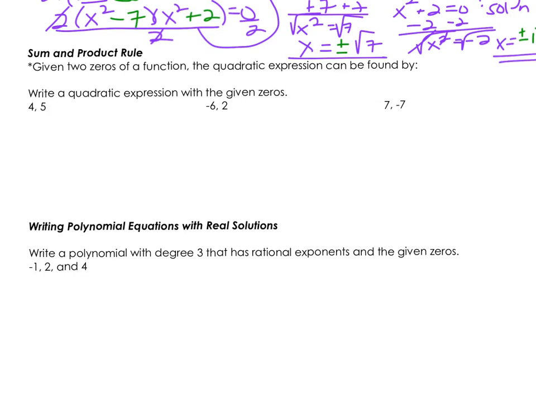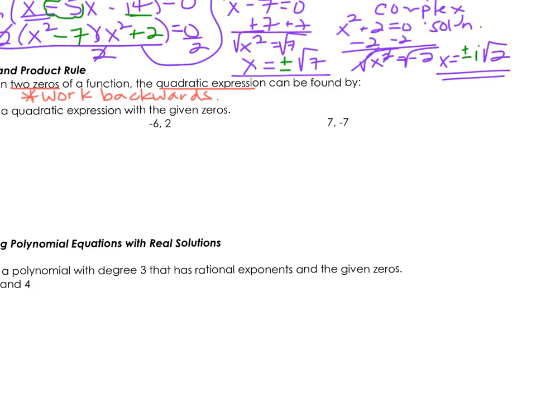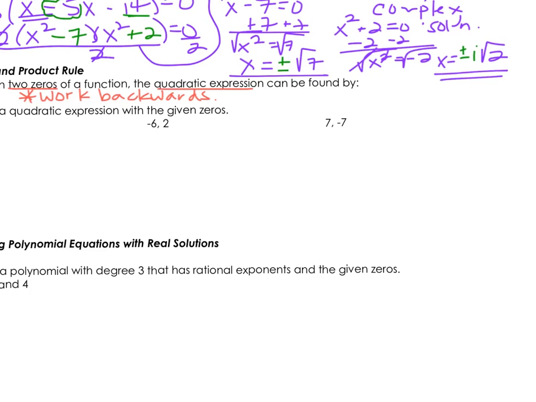Changing gears, the sum and product rule. It says given 2 zeros of a function, you can create a quadratic expression. This is going to indicate that we're working backwards. So now I'm going to give you the solutions for the polynomial and we're going to create it, starting with a quadratic expression. If you're given 2 zeros, you can create a quadratic expression or factor using the following template.